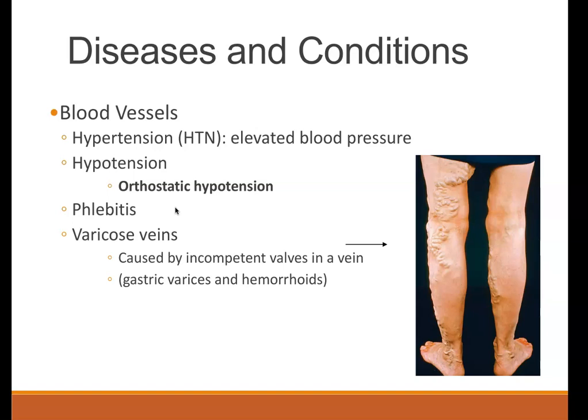So some other types of varicose veins that are not visible are gastric varices, which are basically varicose veins around the stomach, and hemorrhoids, which are in the rectum. They're basically varicose veins of the rectum. They're just small, swollen veins.